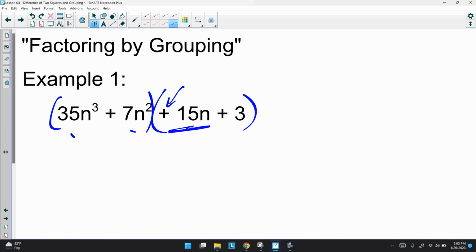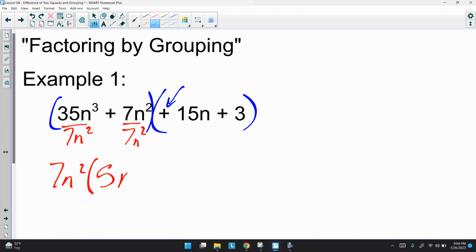Let's get these out of the way. So, focusing on the first 2, what can I factor out? That's right, 7. And we pick the smallest variable, n squared. So 7n squared. 35 divided by 7 is 5. Remember, it's like you subtract exponents. 3 minus 2 is 1. We don't need to put the 1 there. And anything divided by itself is just 1. Bing, bang, boom.